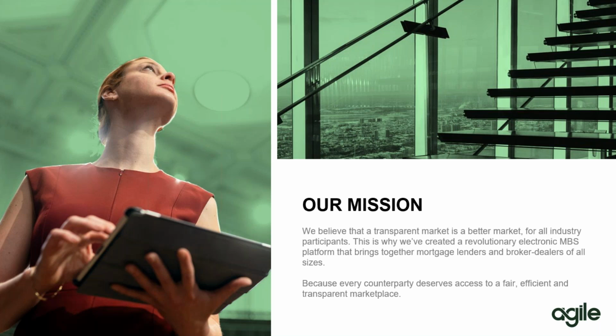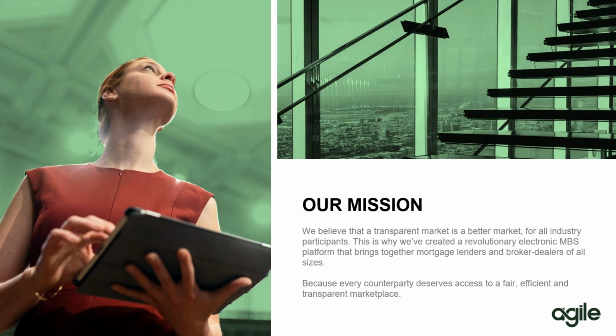Step one in this mission, as I just mentioned, is focused on TBA trading, which, for most market participants today in our industry, is still largely a phone-based exercise. We think that the industry will benefit by a migration off of the phone over to digital transactions, providing benefits both for lenders and broker-dealers.